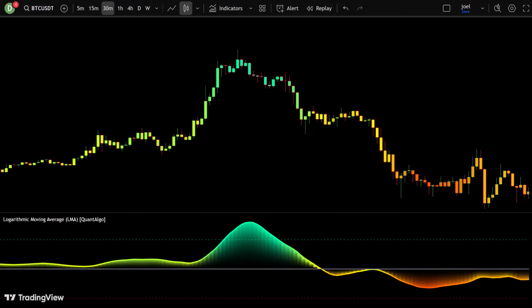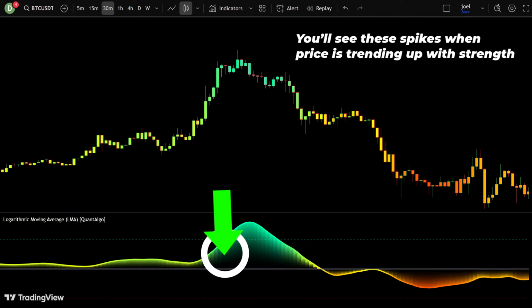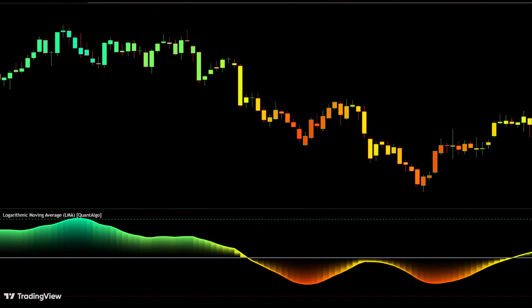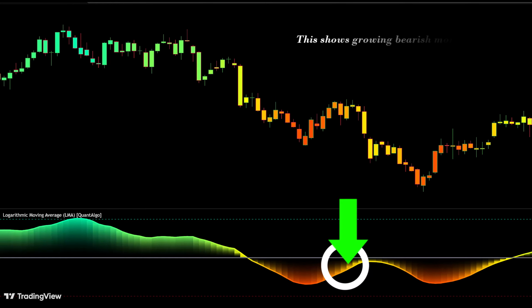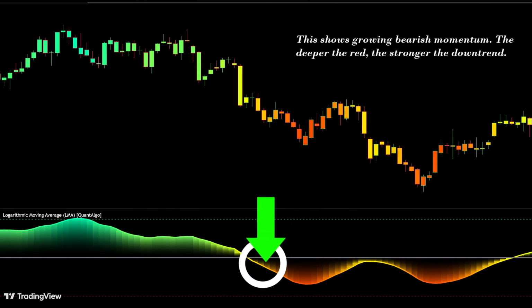Now let's talk about what these stunning colors actually mean. So when the price breaks above the center line and starts displaying this yellowish green color, this is when the market is strongly bullish. You'll see these spikes when price is trending up with strength. You will see the opposite when the price breaks below the center line, displaying a yellowish red color. This shows growing bearish momentum. The deeper the red, the stronger the downtrend.